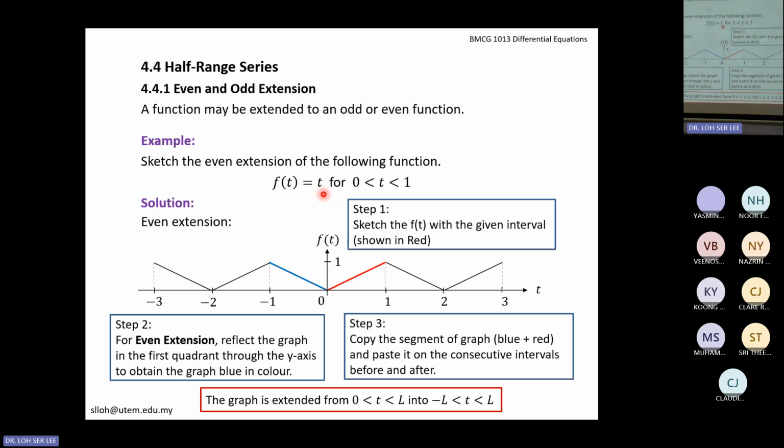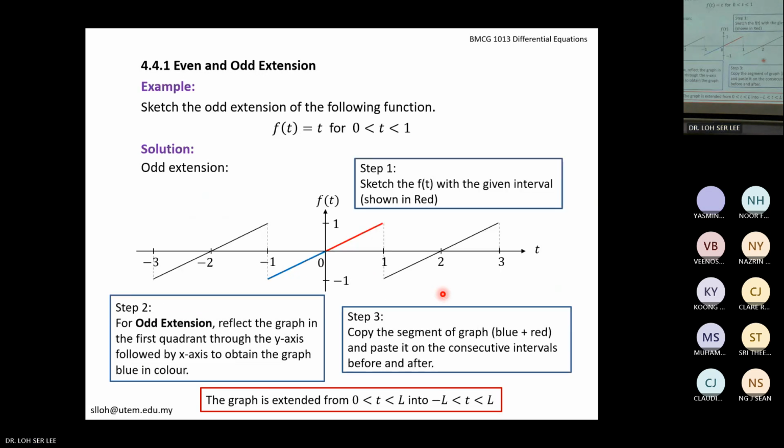So we need to do the extension, either odd or even extension. We start from the even extension. If we want to extend this into an even graph, we reflect this through the y-axis to get the one in blue, so that we have an even function. After that, we just copy and paste on the left and on the right. This is even extension.